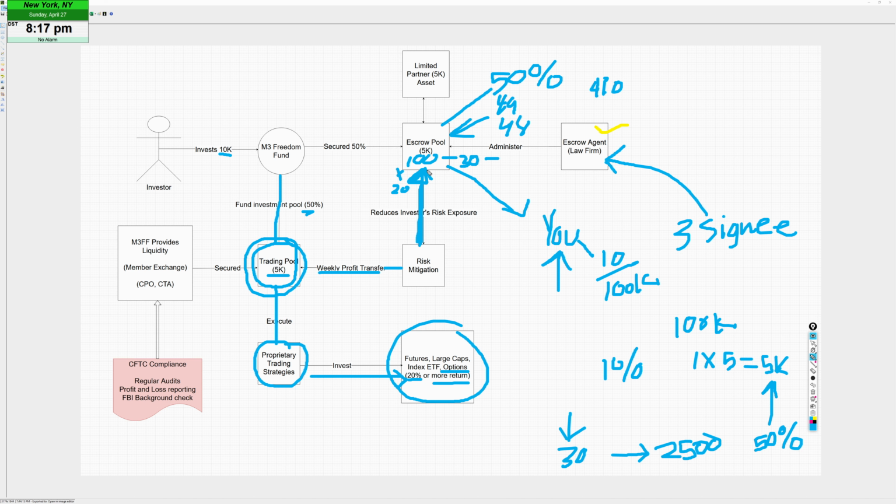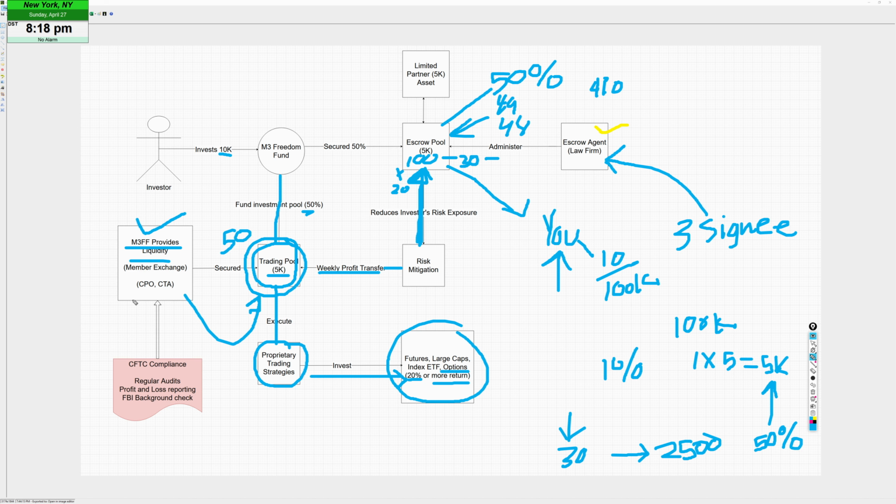The other way we provide risk mitigation to you is that M3FF provides liquidity. What does that mean exactly? We secure your 50% here. Okay? We secure your 50%. So let's say on a week that we're losing money, we would fund this account to regain that money. Does that make sense? So this is the other protection: M3FF having secured that trading account with our own capital.